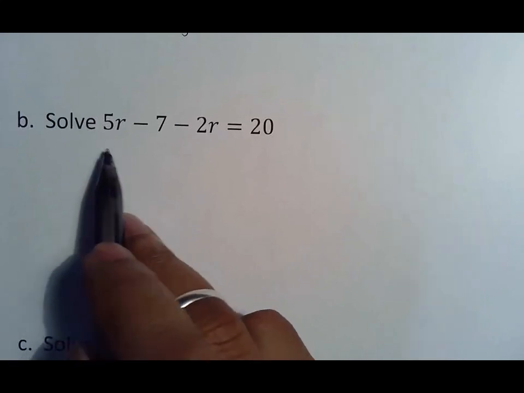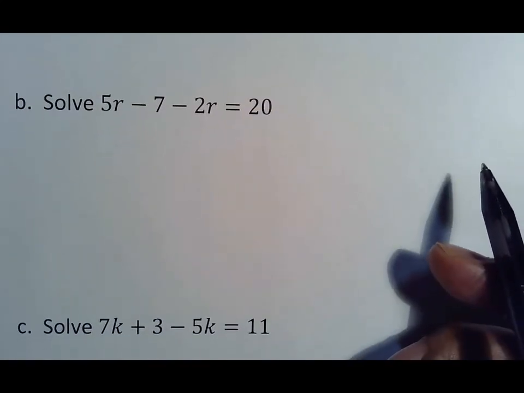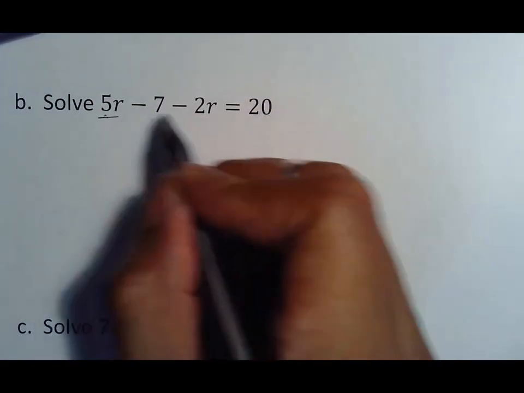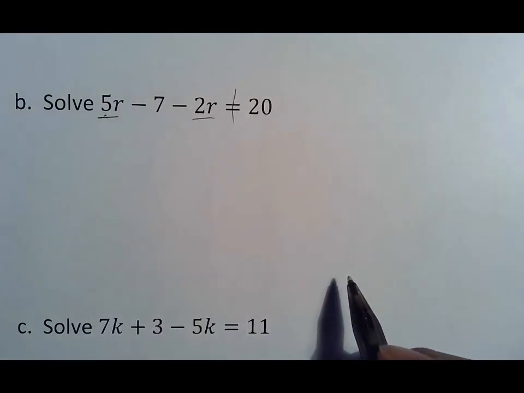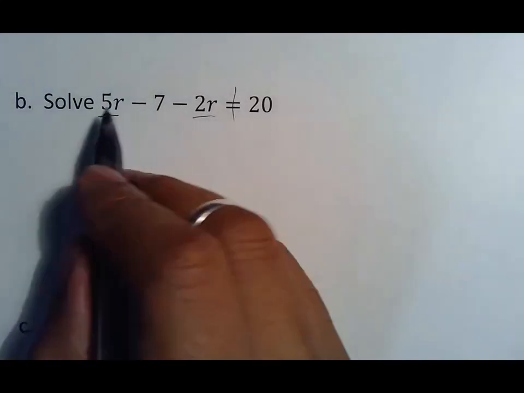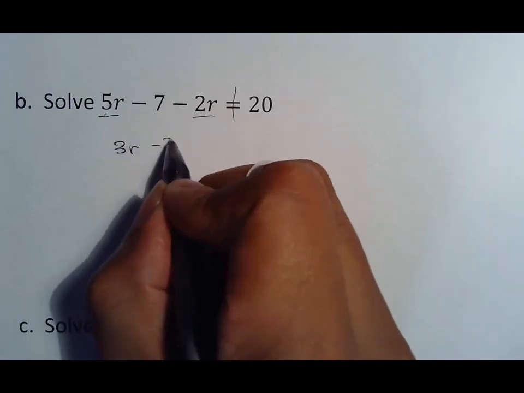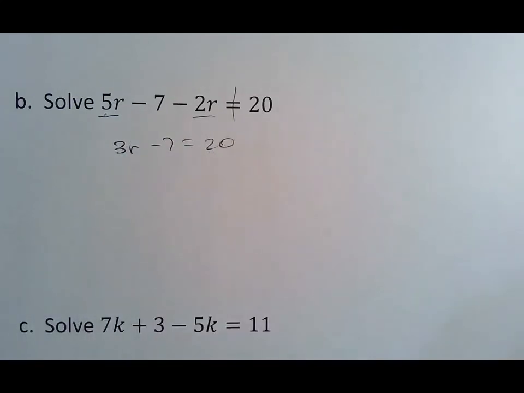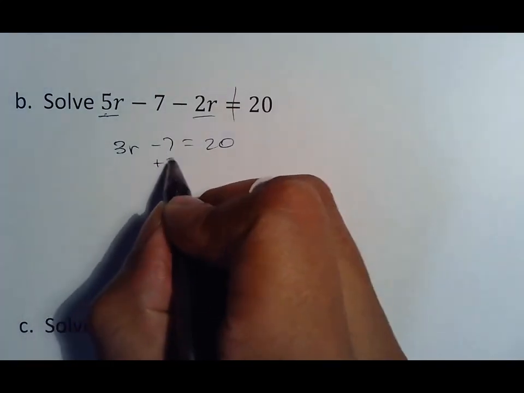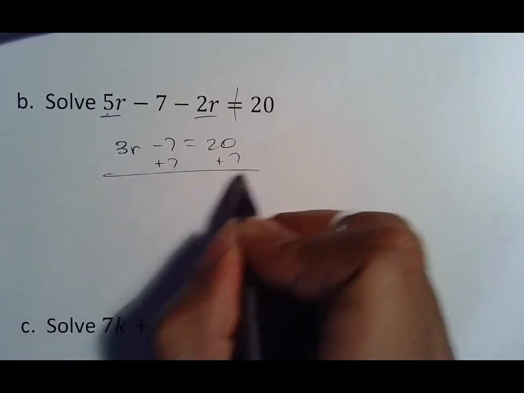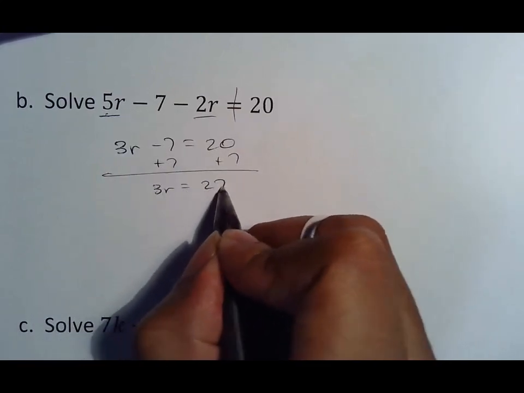B, 5r minus 7 minus 2r. Again, notice these two things can be put together. 5r minus 2r, which again, 5r minus 2r is 3r. Then bring down your minus 7 and go from there. After that, how do I move a minus 7? Well, that is by putting plus 7, because that's what we were trained to do.